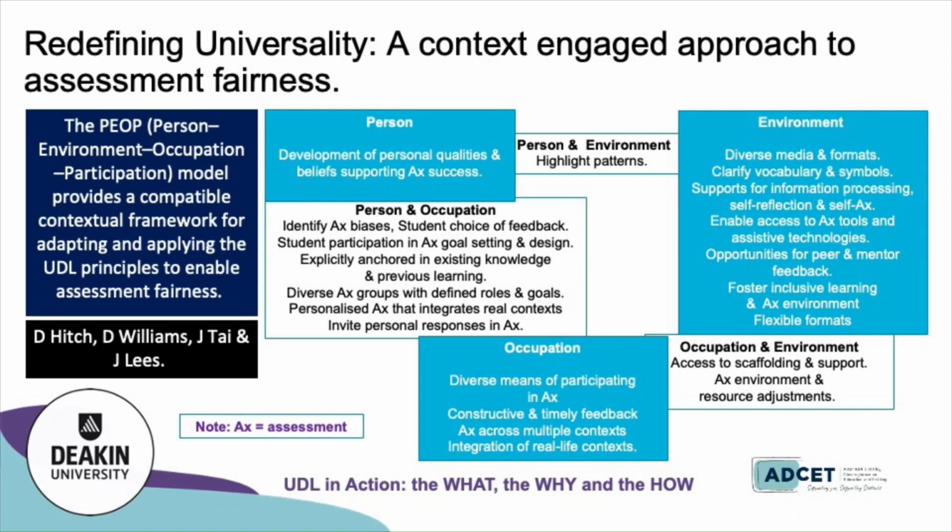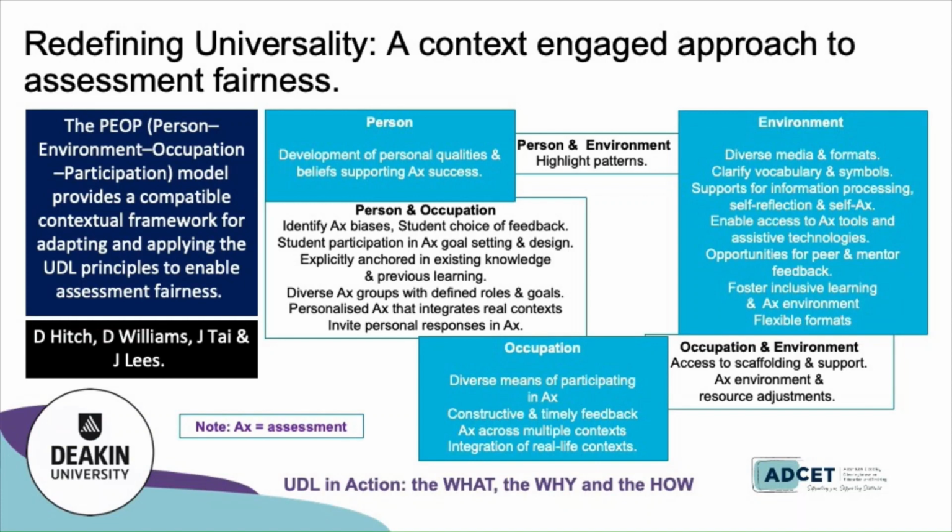The diagram on our poster summarises our critical analysis of the alignment between the UDL guidelines and the PEOP model. The domain which aligned with the most UDL guidelines was occupation, as there were multiple guidelines relevant to the design of assessments. The environment domain was the next most frequently identified, with the person domain the least often identified.